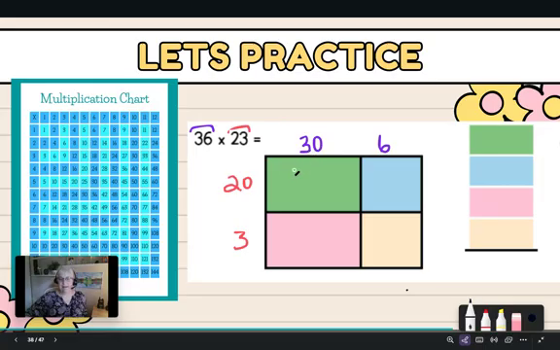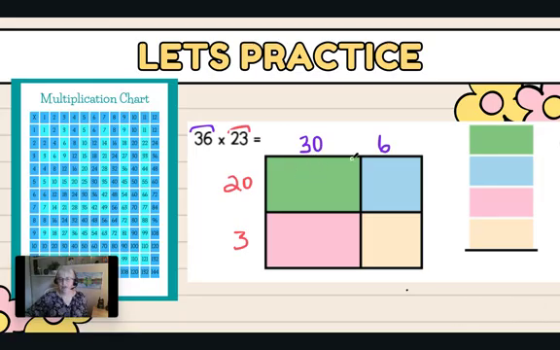We're going to start. Doesn't matter where I start. I just need to know that this box right here is under the 30 and it's next to the 20. So I'm going to multiply those two numbers together. 20 times 30. Well, 2 times 3 is 6. And I have a 0 from the 20 and a 0 from the 30. So 30 times 20 is 600.